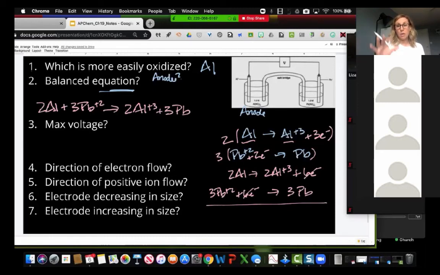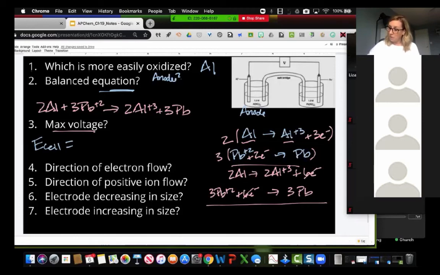If you had to do a balanced equation, they'd be very simple like this here. You wouldn't have to deal with H's and waters and all that kind of stuff. Okay, next one, maximum voltage. That's where we use our E cell equation. So E cell equals cathode minus anode. That's why we wrote those on there earlier.